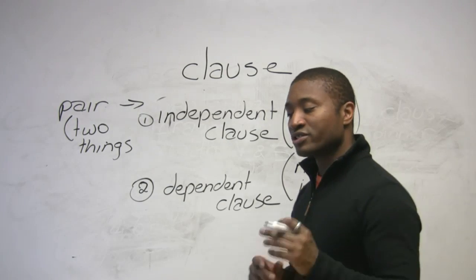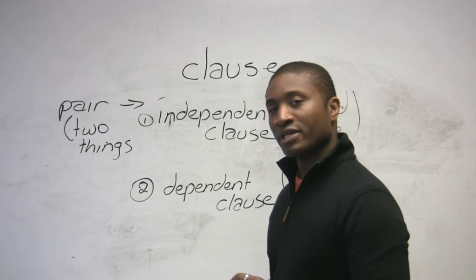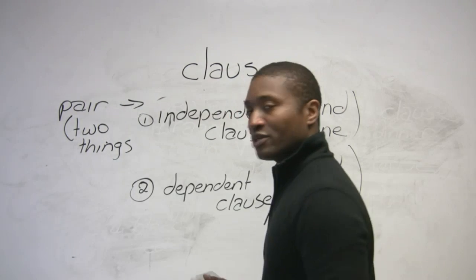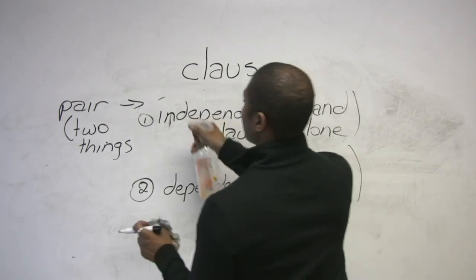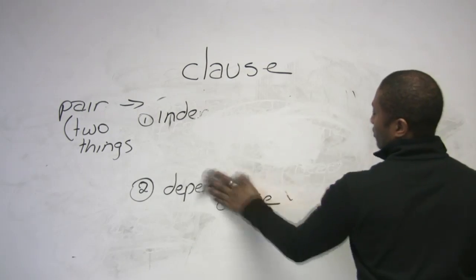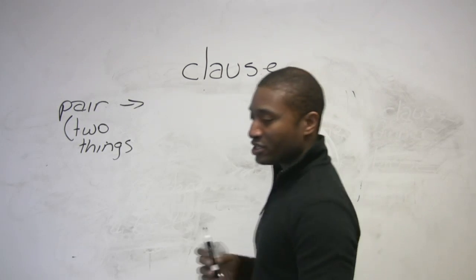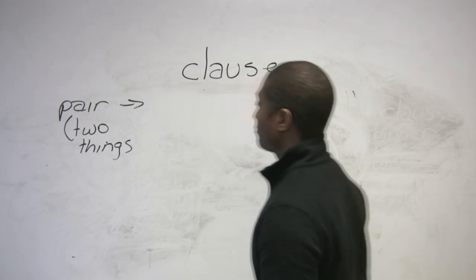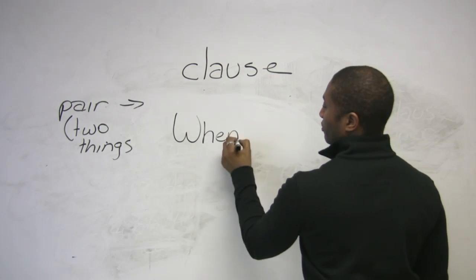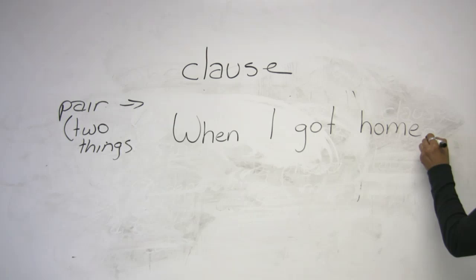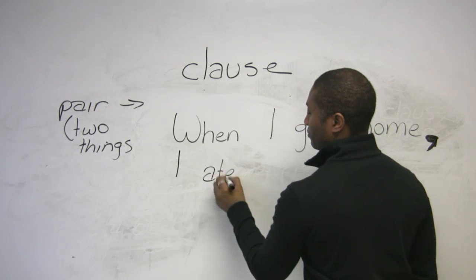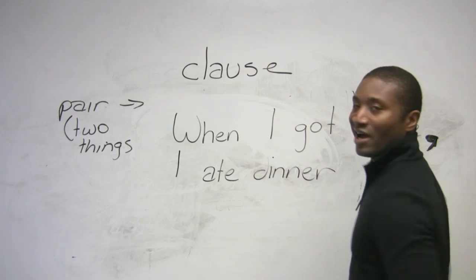So let's do an example sentence, and I'll let you try and figure out the independent clause versus the dependent clause. I'm going to do this with a time clause, and this specific one will be with the past tense. All right? So, I'm going to ask you to spot which is the independent clause and which is the dependent clause. Look carefully. Okay. When I got home, I ate dinner.